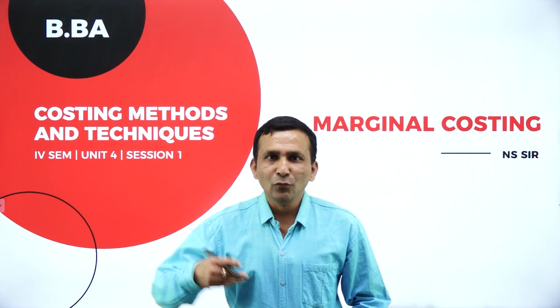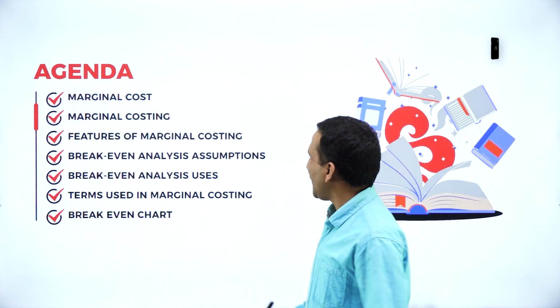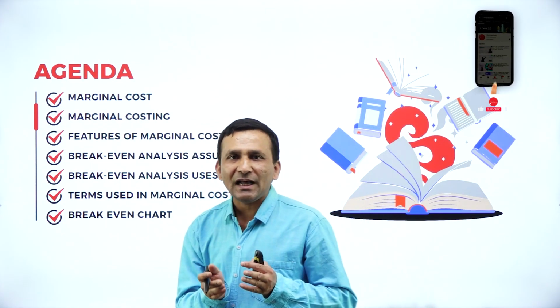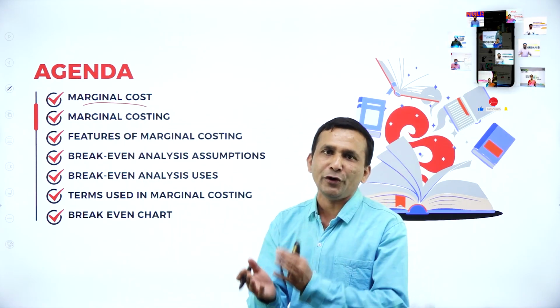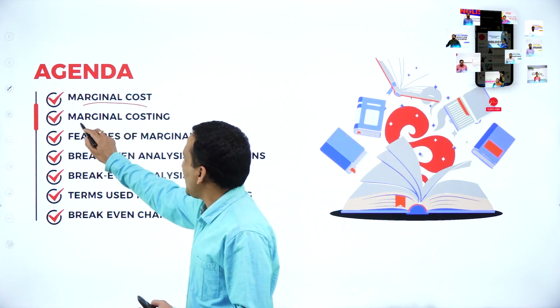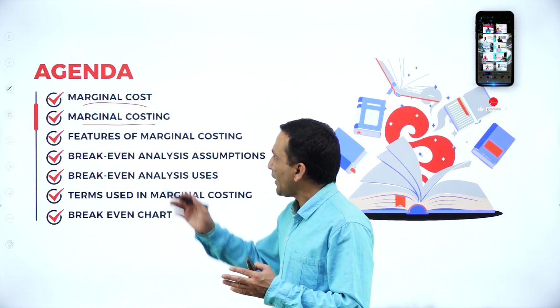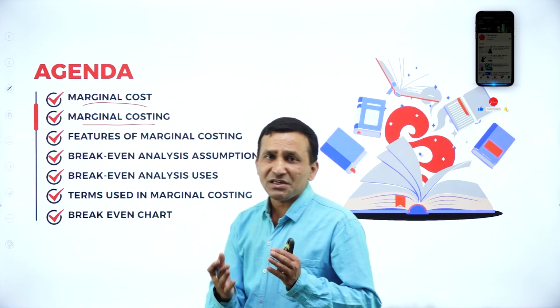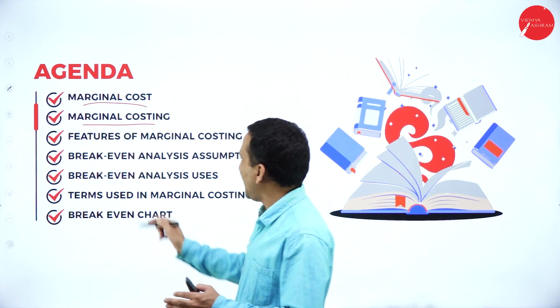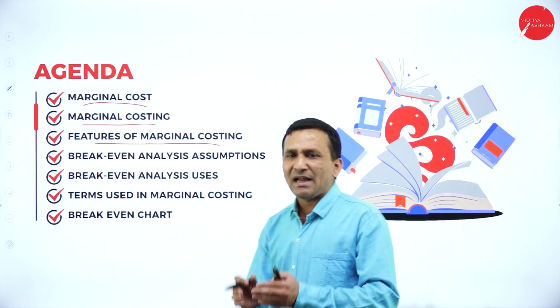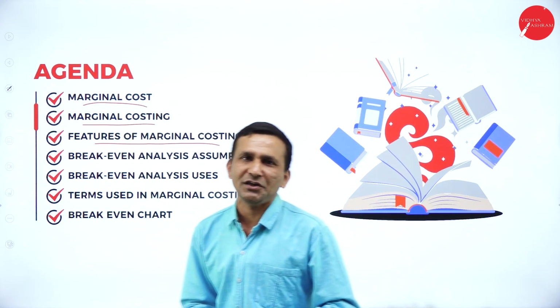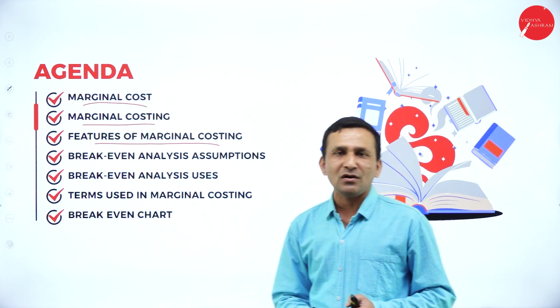Moving forward, for my agenda today, you will get more clarity about marginal costing. We call it a variable cost. Okay, one more name is variable cost. And what is marginal costing? You will get more clarity about the difference between marginal cost and marginal costing, and what are the features of marginal costing, and why management uses the marginal costing tool at the time of taking decisions.